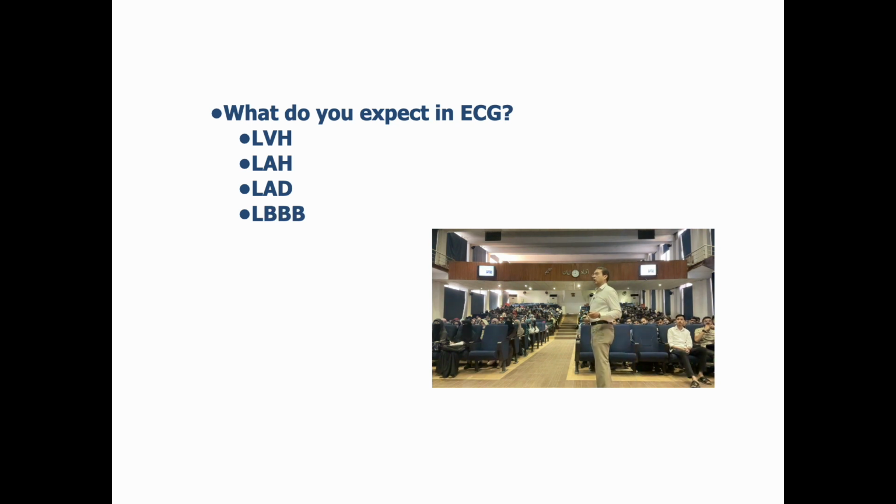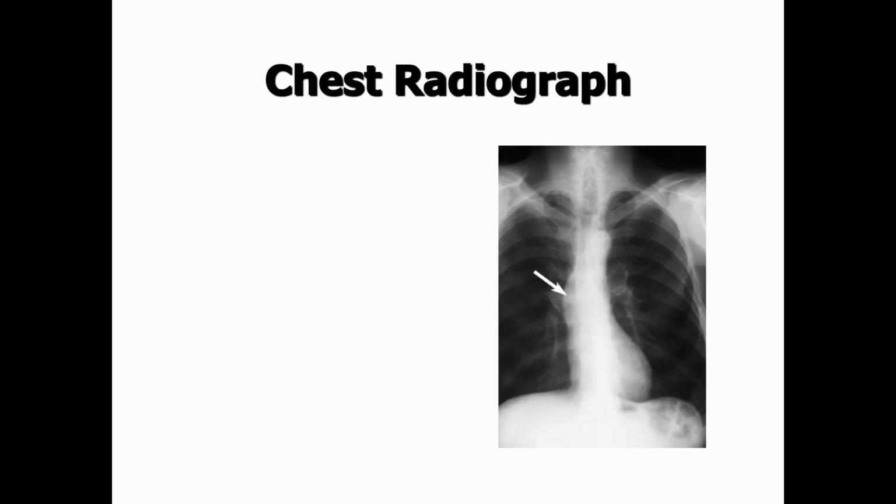Left bundle branch block: sometimes the left bundle runs close to the aortic valve, and if there is severe stenosis, there is sclerosis, the left bundle may be involved, and there may be left bundle branch block.